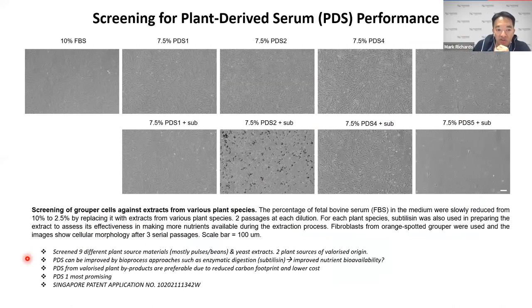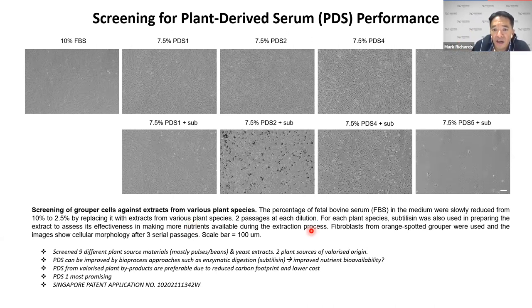So what we did was to screen these grouper cells against extracts from various plant species, 9 of them, and we gradually reduced the fetal bovine serum in the media from 10% to 2.5%, replacing it with extracts of various plant species, 2 passages at each reduction and each dilution of the calf serum. We also evaluated subtilisin. We digested the plant material with subtilisin to see if that could produce a serum replacement which would be more efficacious. The thinking here is that subtilisin could help liberate some of the smaller peptides and increase the bioavailability of general macronutrient content to the cells.